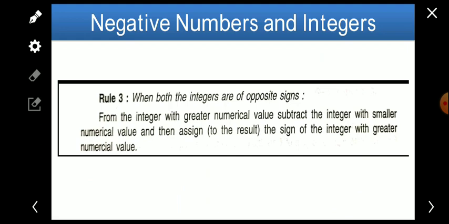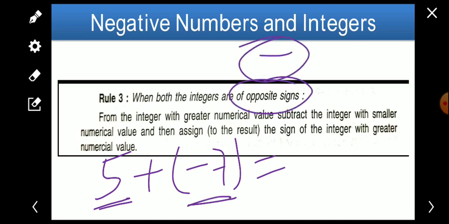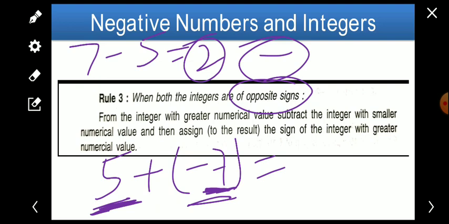Let me make you understand with one more example. Suppose that 5 plus minus 7 is there. One positive and one negative integer, then we have to add. Then how to do it? Simply we will subtract, because opposite signs, one positive and one negative, are there. How to subtract? We'll subtract the smaller numerical value from the bigger one. So here 7, we will forget minus or plus for some time. So 7 is the bigger. From 7 we will subtract 5, then we will get 2. So I will write here 2.